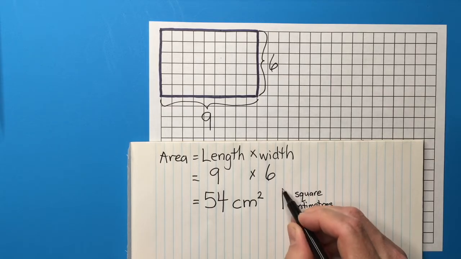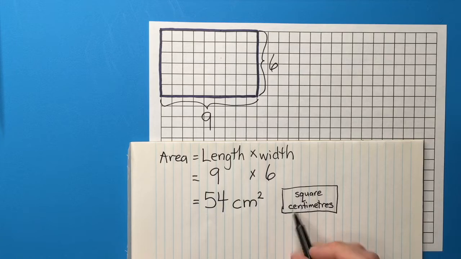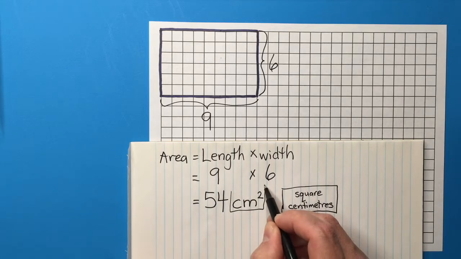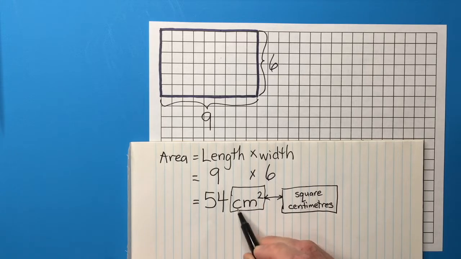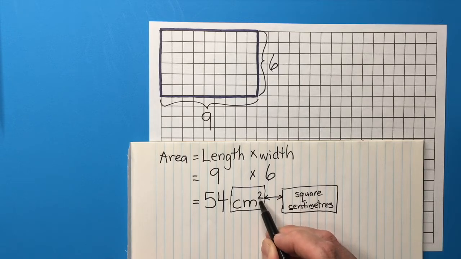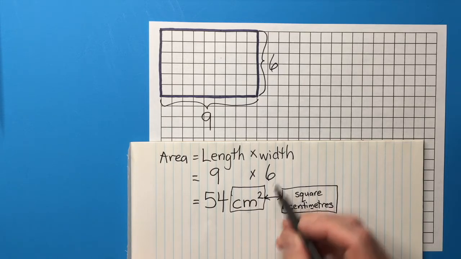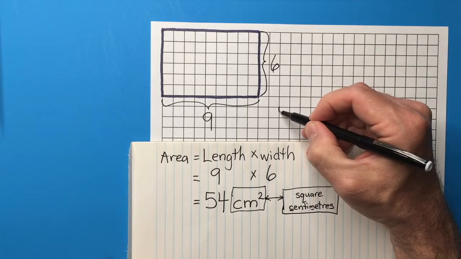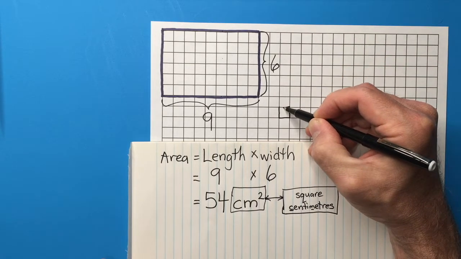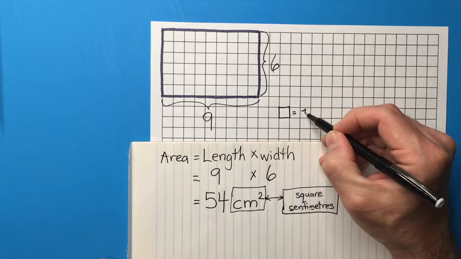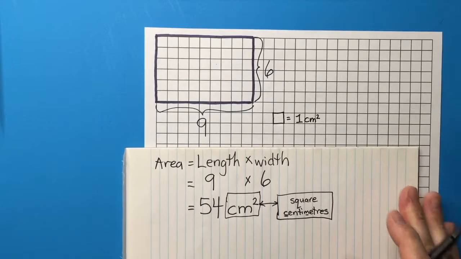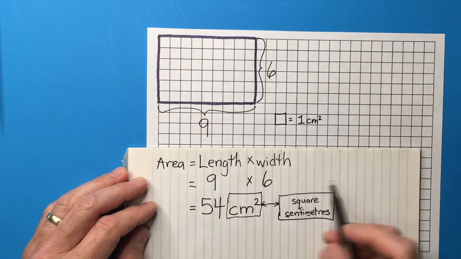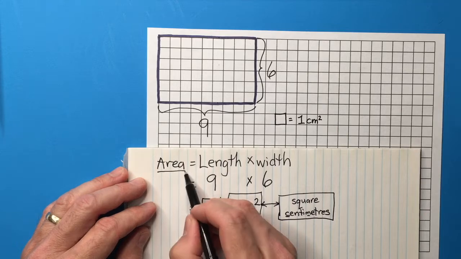Instead of writing the words square centimeters, which looks like that, that's perfectly fine to write if you want. What I wrote here is the same exact thing. This means square centimeters, cm with a little 2 up here. That means that there's square centimeters. See, these are squares. So one of these squares equals 1 square centimeter.